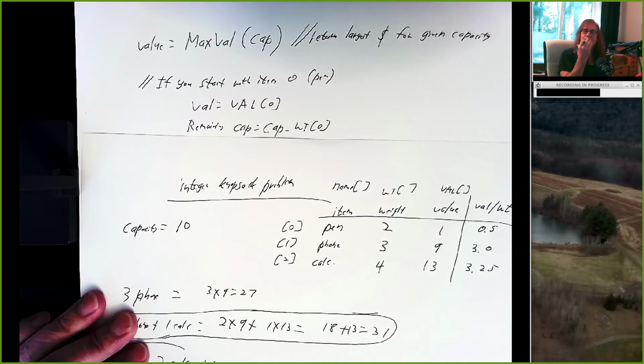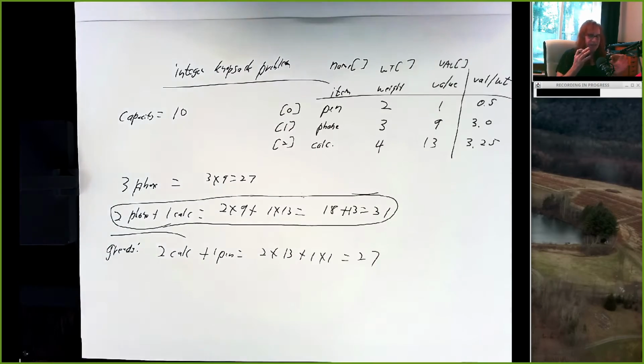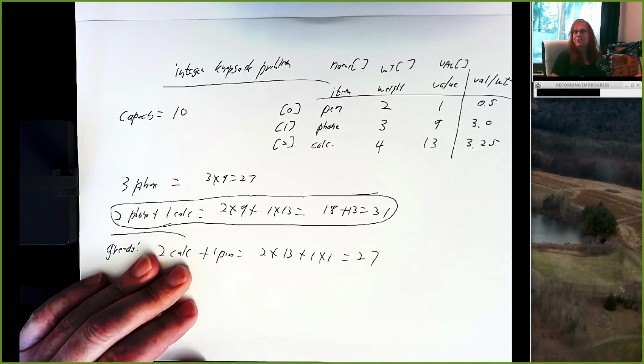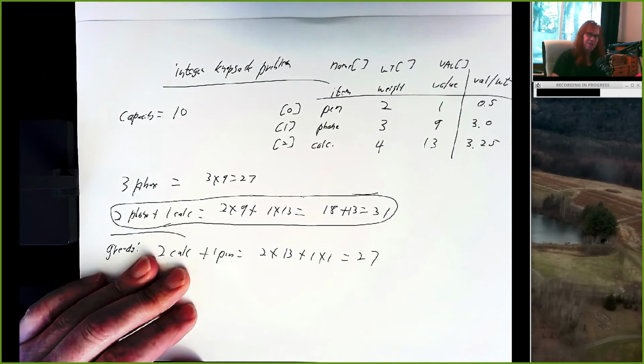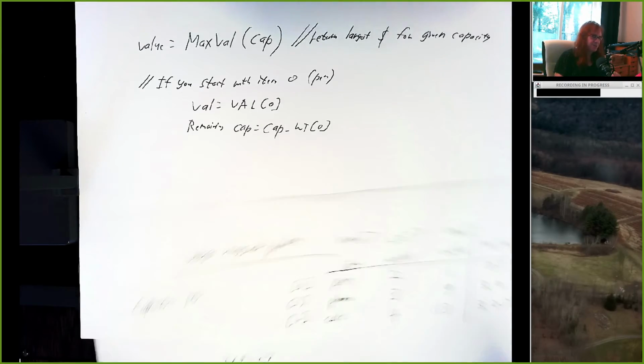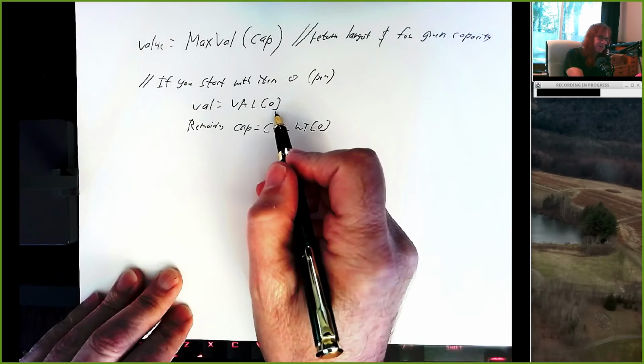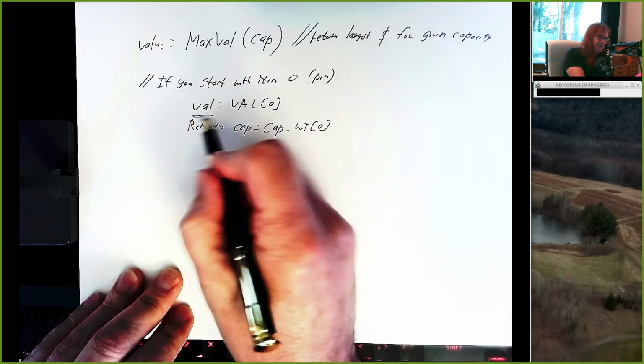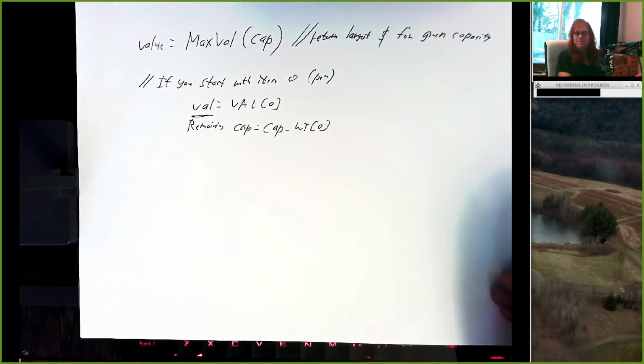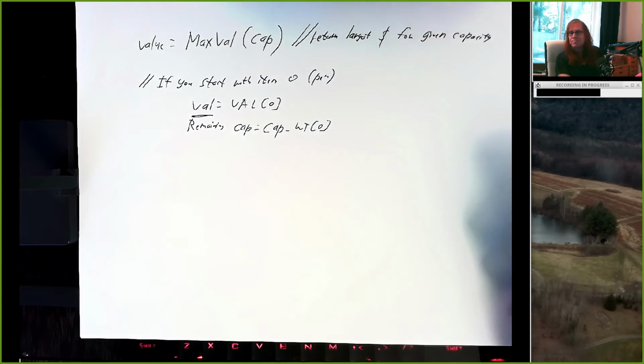I now have a new sub-problem. If I have a bag that can hold 8 pounds worth of stuff, how do I get the most value out of that? Some combinations of pens, phones, and calculators. But if I solve that problem, if I know how to get the most value out of a bag that holds 8 pounds, I can add that to the value of the pen that I already put in my bag. That's the maximum value I can get out of my bag if I start with a pen.